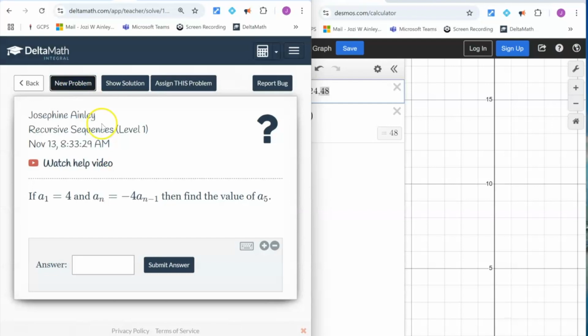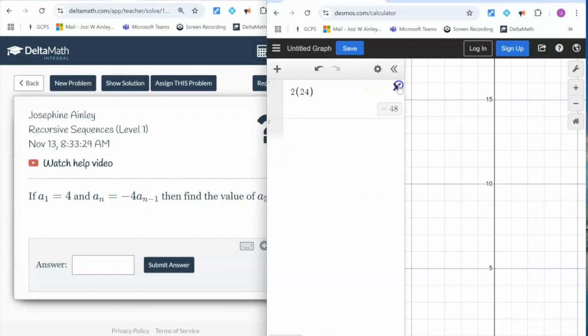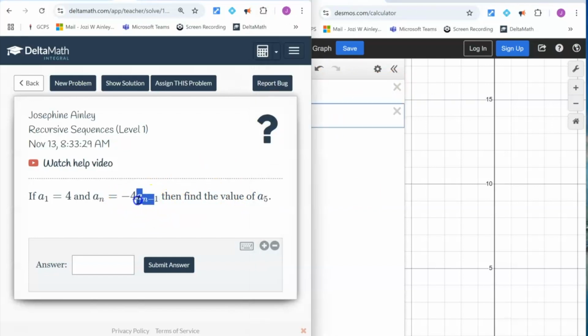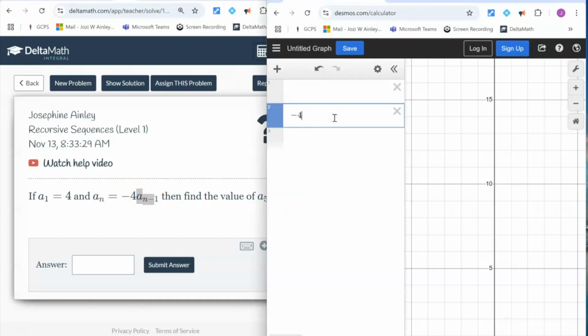Let me do another one. That's the same one. All right, what are you doing? The previous term times what? -4. So let me do one of these ones. They're all the same as long as you remember that you start on the second line. Where you see previous term, that should be in parentheses. So it should be -4 parentheses. So go ahead and type it, -4 parentheses. Then you start with the first one.